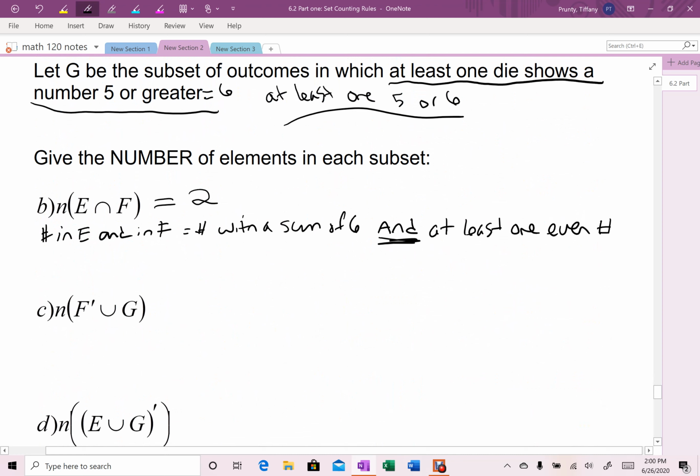where I get in the group E and F at the same time, where I have a sum of 6 and at least one even number. All right, so the answer to that one is 2.